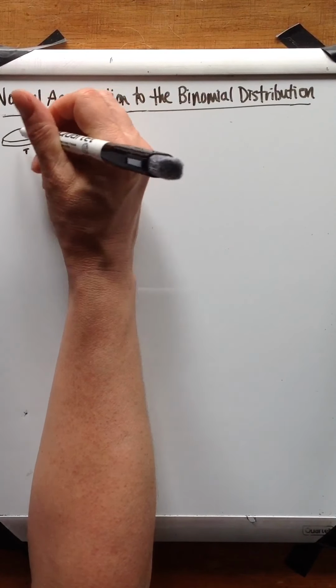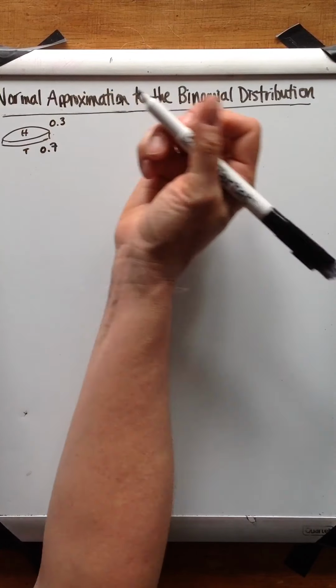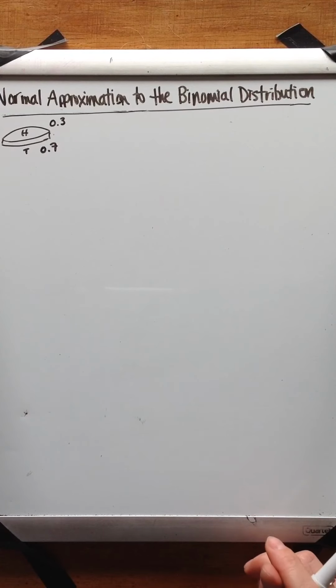If it's higher, it means the heavy side must be on the head side, because otherwise it'd be hard for the heavy side to get on top. That's why it's got a lower probability. So what is the probability of getting 10 or fewer heads if you flip this coin 60 times, and what's the probability of getting exactly 20 heads if you flip this coin 60 times?